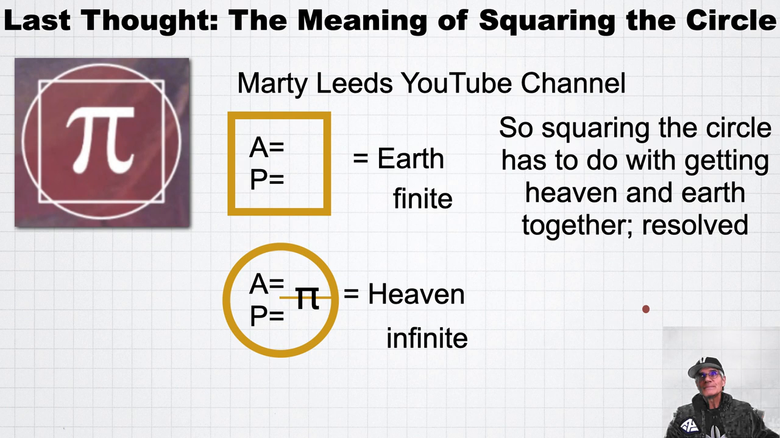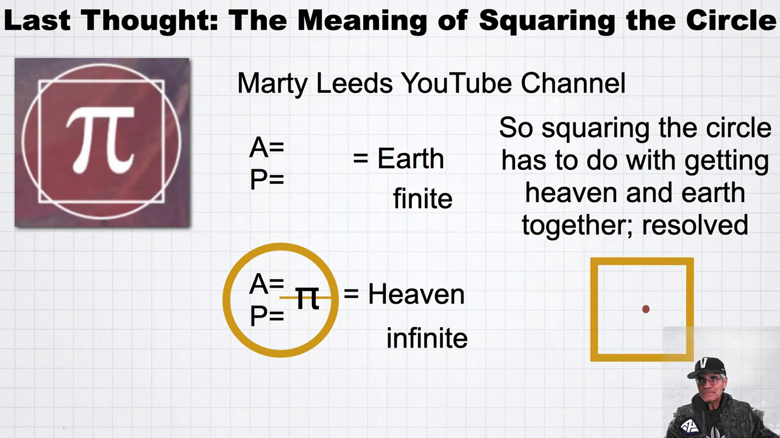The circle is heaven. So squaring the circle has to do with getting heaven and Earth together. Resolve this ancient problem: how do I get right with heaven? How can Earth get with heaven? How can man be right with God? It's kind of what the squaring of the circle problem is a metaphor for.